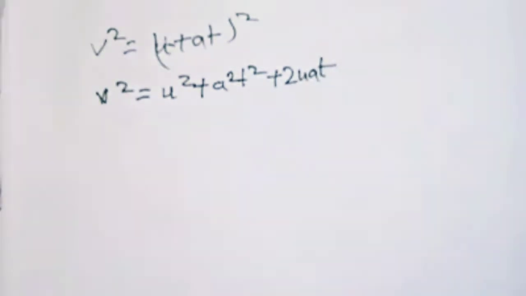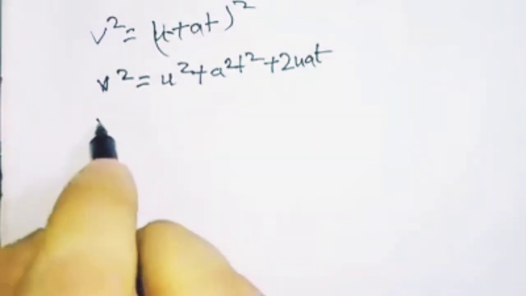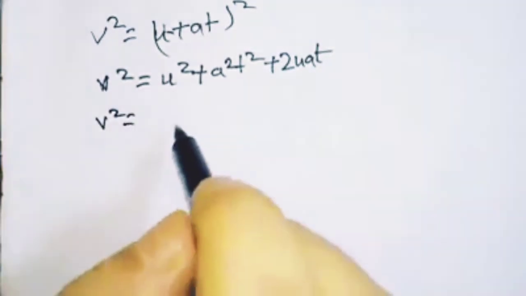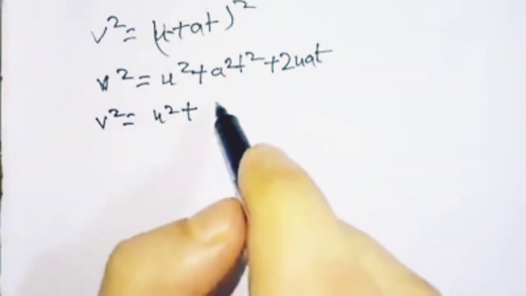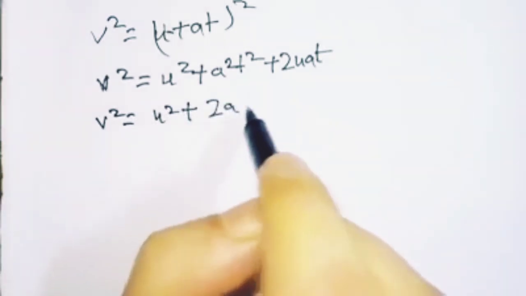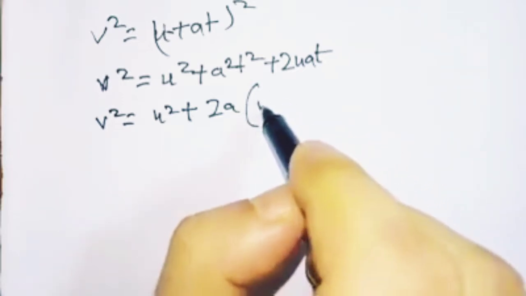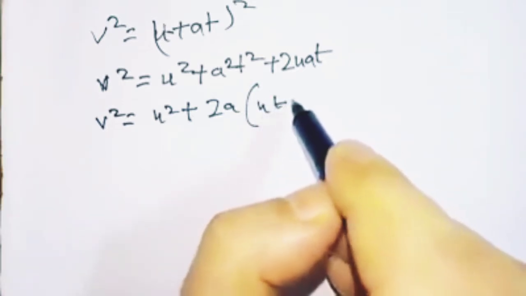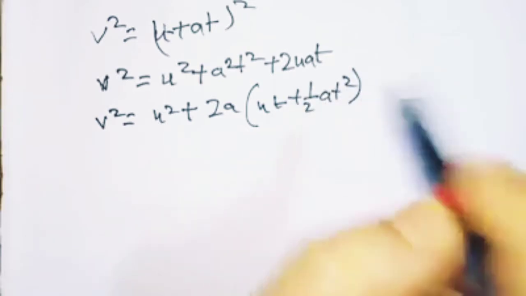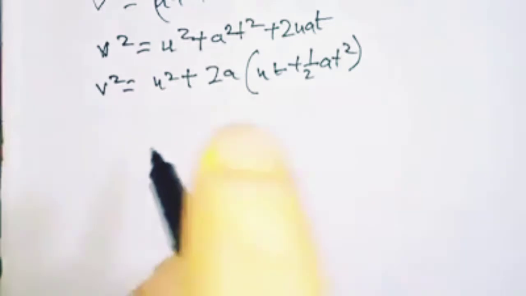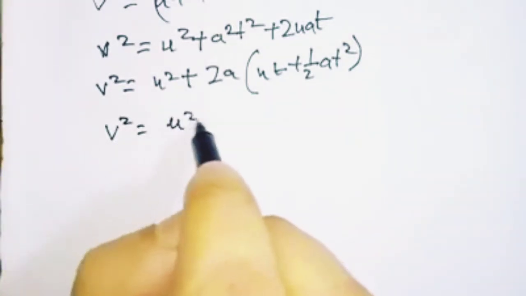This is quite simple, right? We just expanded those values. From here, what we can also write is that v squared equals u squared plus 2a. Yeah, I put it outside and then I put a brace, and I can also write ut plus half of at squared. So this is one.